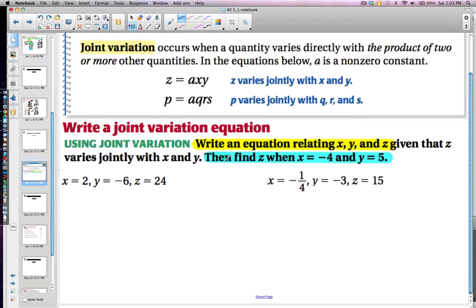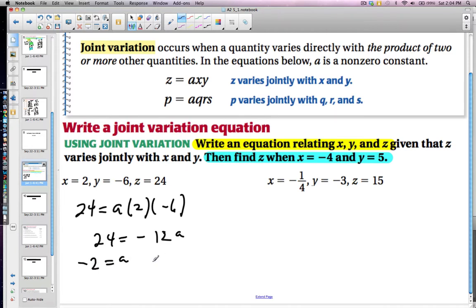So when I go ahead and put this into the model, I see that z, which is 24, is going to equal my constant of variation times my x value times my y value. So I'll have 24 is equal to negative 12 times the constant of variation, and when I divide by negative 12, I'll get negative 2 is equal to the constant of variation. So now if I want to write the model, z is equal to negative 2 times x times y. This is my first solution. So I found the constant of variation, I put it into the base model, to be able to write my model.